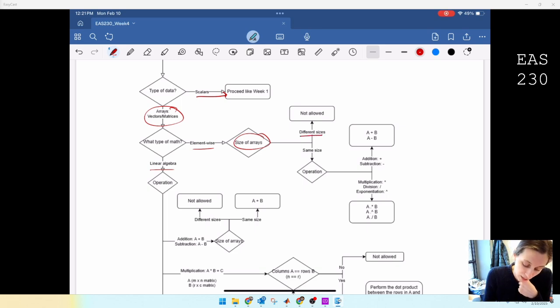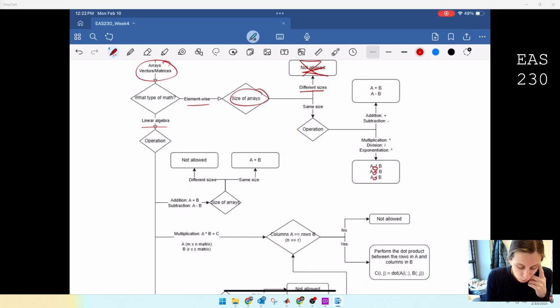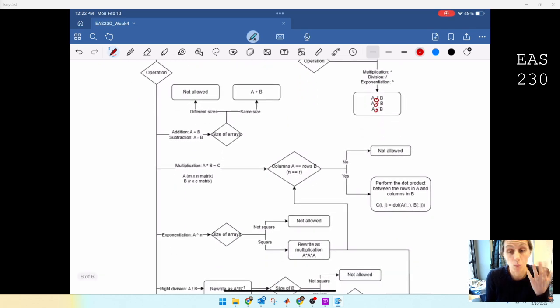If you want to do element-wise, ask yourself, what's the size of the matrix? Are they different sizes? Can't do it. Are they the same size? Then what kind of operation are you trying to use? For addition and subtraction, you're fine. Go ahead. For multiplication, division, exponentiation, add that little dot operator, that little dot in front. If you're trying to do linear algebra, then ask yourself, okay, what kind of operation?